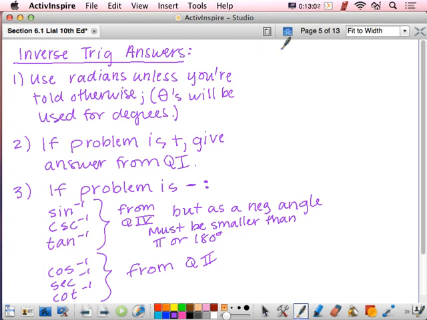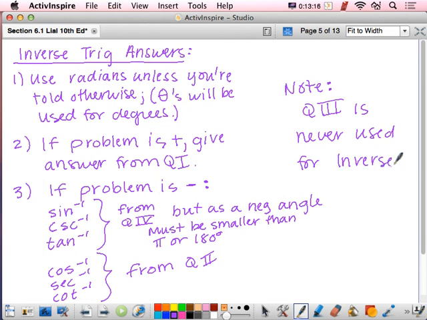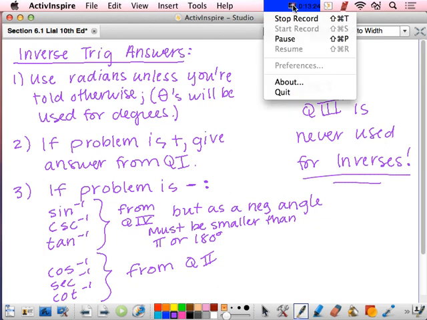So one last thing to note here. Quadrant 3 is never used at all for inverse trig functions. Now for other things it is, but if it's an inverse function problem, you never use quadrant 3. So let's do some examples.